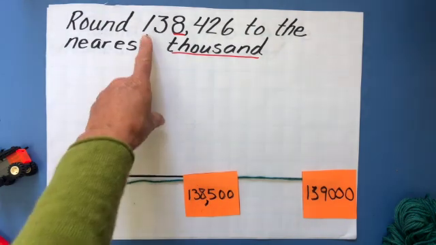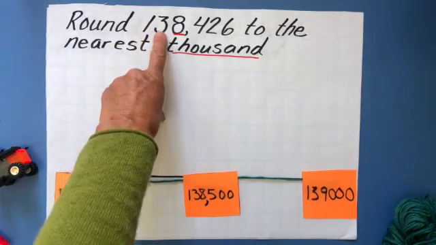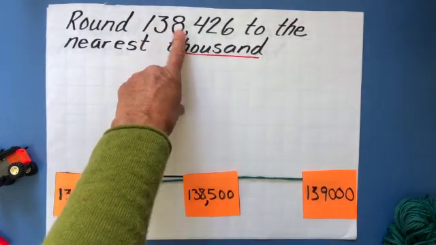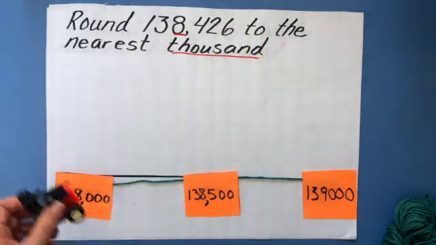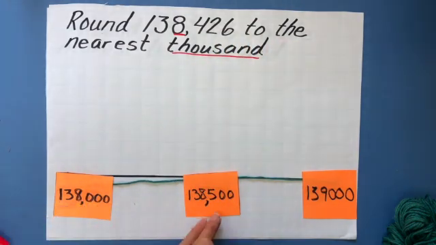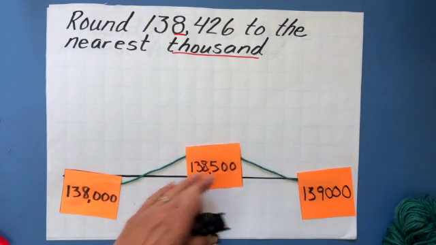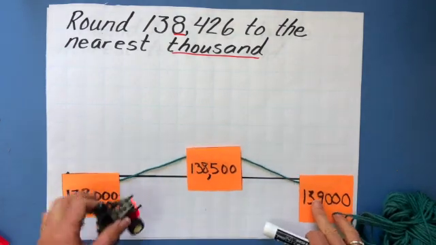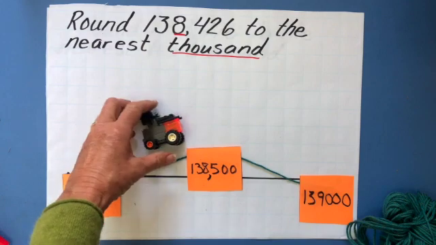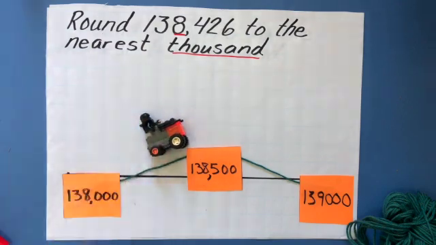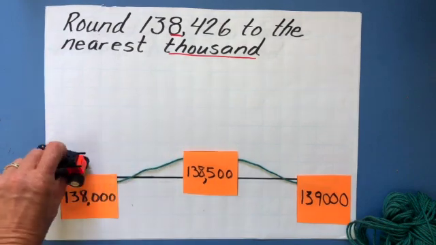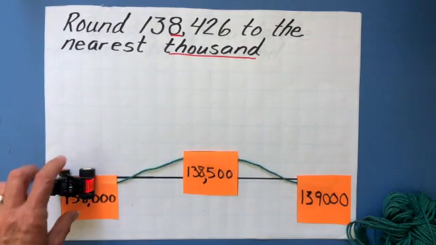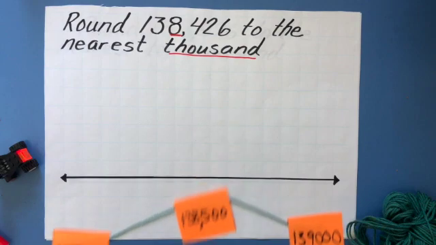Now it says round 138,426 to the nearest thousand. So I'm going to find that place on here. So if it was here, it looks like, and if I had my rounding hill, it would be really close to here, right? So because it's not here, it would fall backwards again to 138,000.